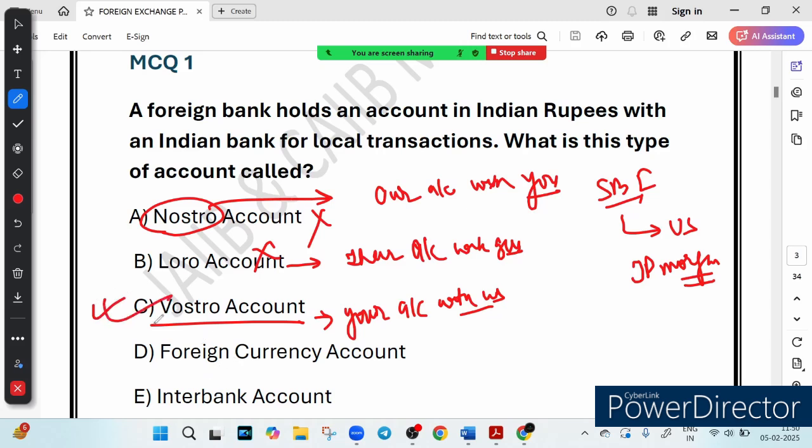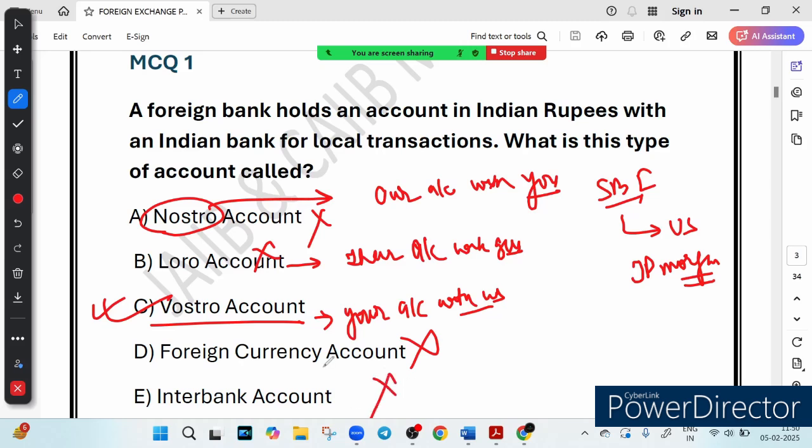Option D says foreign currency account. This is an account where a person or company holds foreign currency in an Indian bank. It is not specific to a foreign bank, right? So an Indian exporter might have a foreign currency account with SBI to receive payment in dollars from an international client. So D is also incorrect. Option E says interbank account. You know that interbank accounts are used for settlement between two banks, either domestically or internationally. They are not specifically Vostro or Nostro accounts. For example, when ICICI and HDFC Bank transfer funds between each other, they use an interbank account. So that is why E is also incorrect, right?